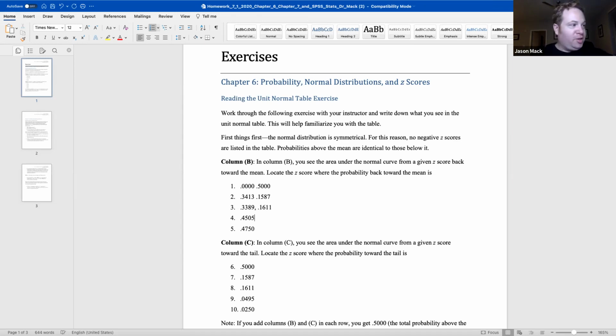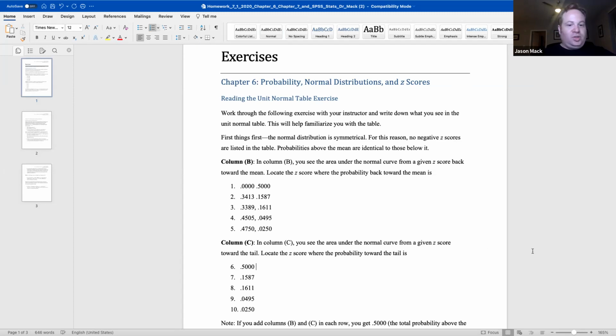And you should be looking in the chart. Don't just copy what I have. You want to make sure the chart's correct, that I didn't look at it wrong, etc. So the z-score where the probability back towards the mean is for number 4 is 0.0495. And we'll use these more as time goes on, probably over this week, just because of the pace of the course, because of it being accelerated. And 0.4750, the z-score where the probability back towards the mean is 0.0250. Now, if you're looking at this in the chart, just align that with the column.